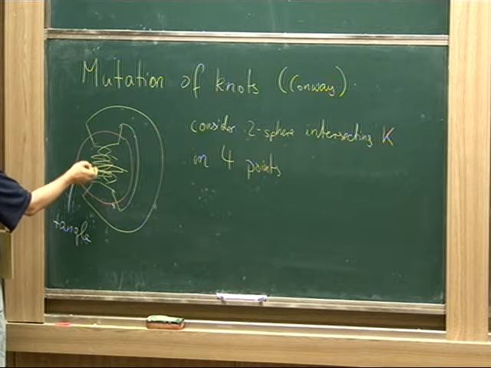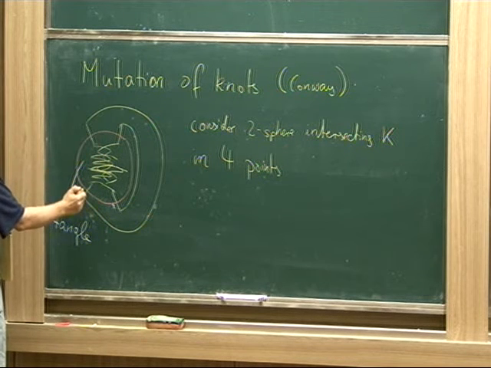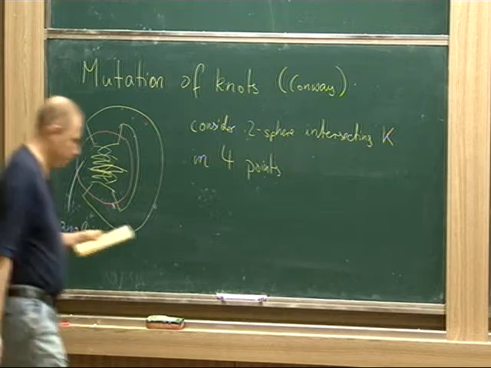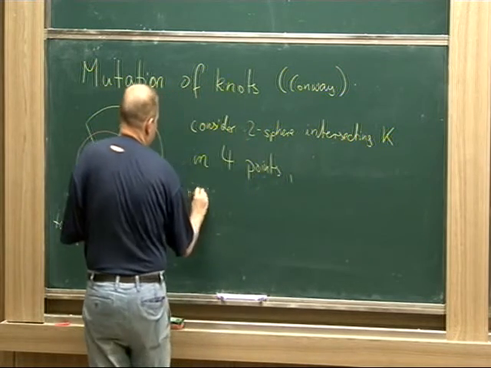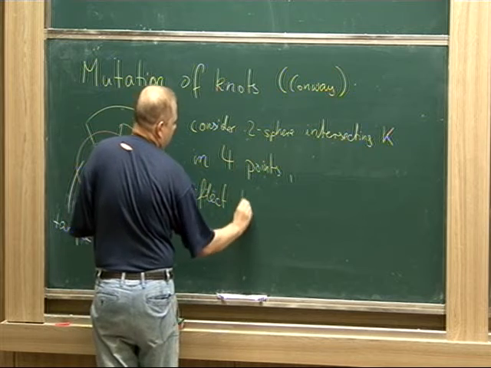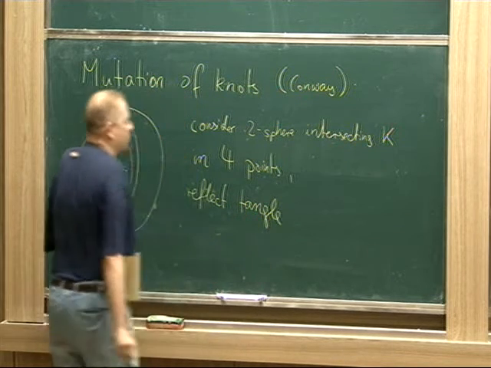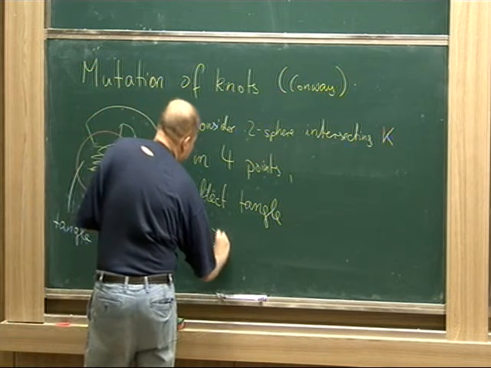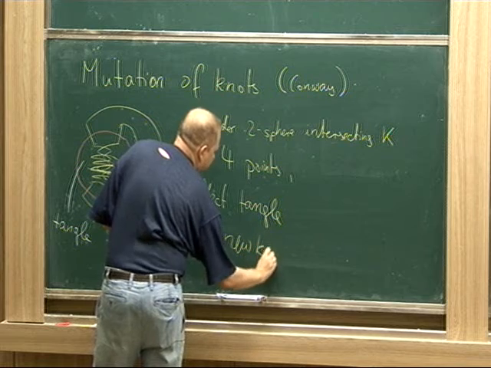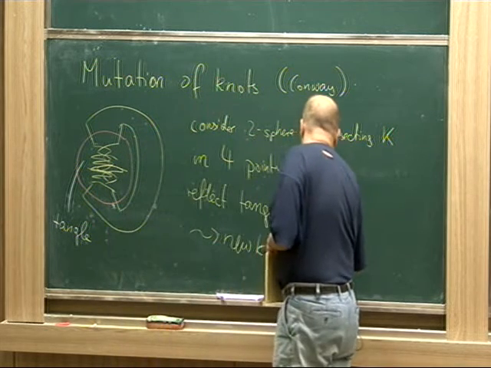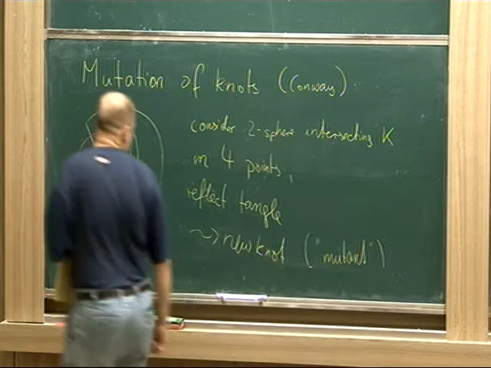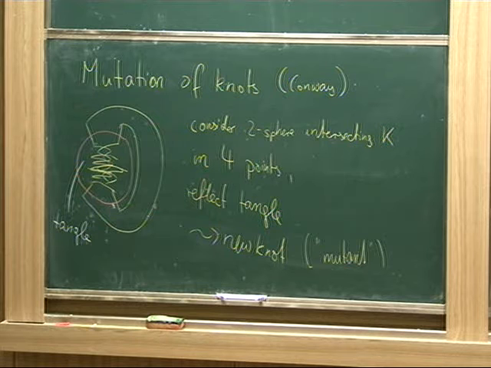One takes such a tangle and one just reflects it either at the vertical axis or at the horizontal axis, or I suppose reflections one after the other. So one reflects the tangle in one of 3 possible ways, and then one gets a new knot, which is called the mutant, or one of the mutants of the former knot.